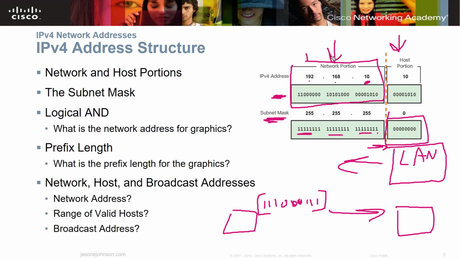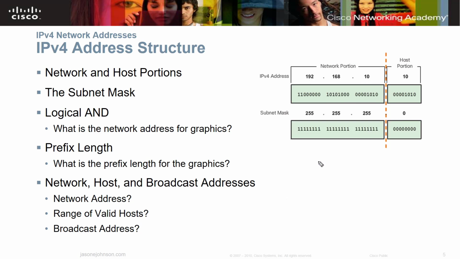So if these are all the same on the network side, then it doesn't matter what this number is over here. They can see each other. They're all on the same LAN. So hopefully that makes a little bit of sense to you.